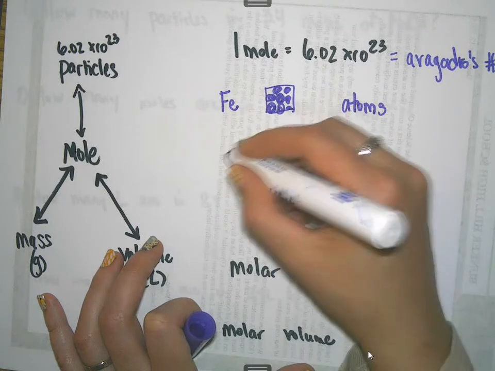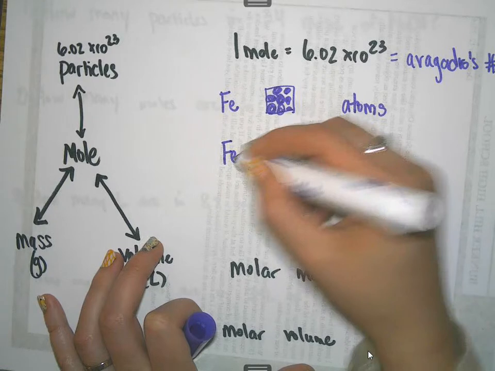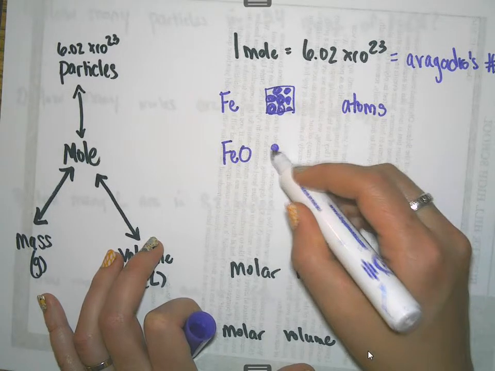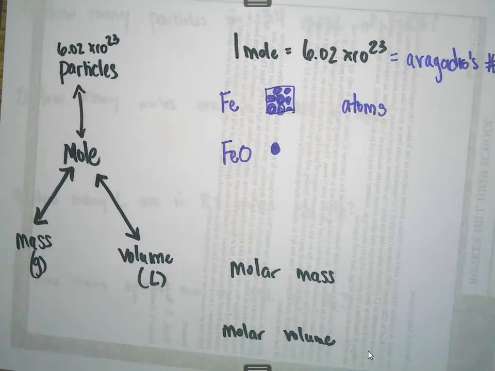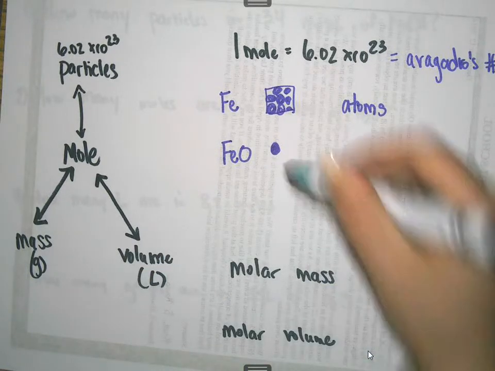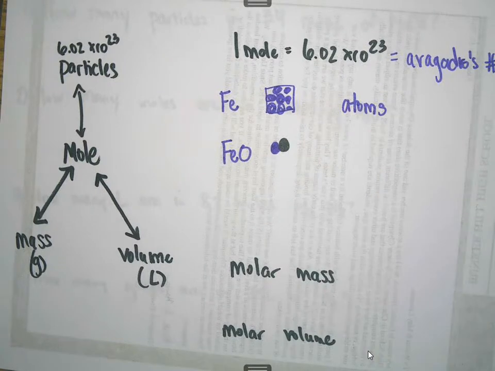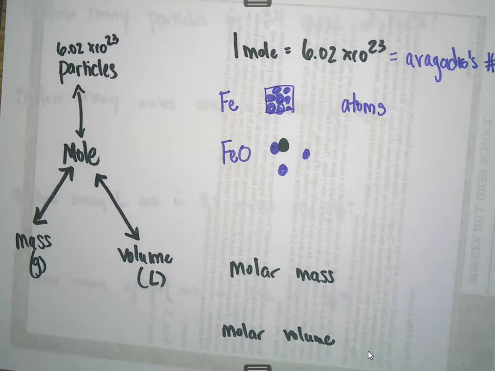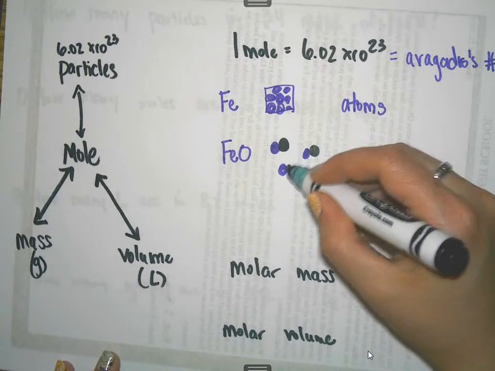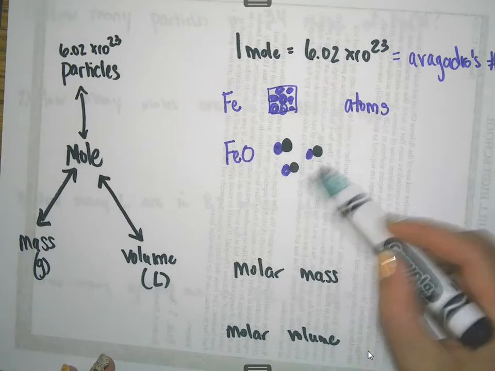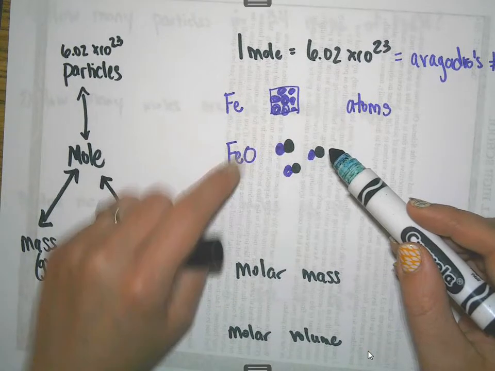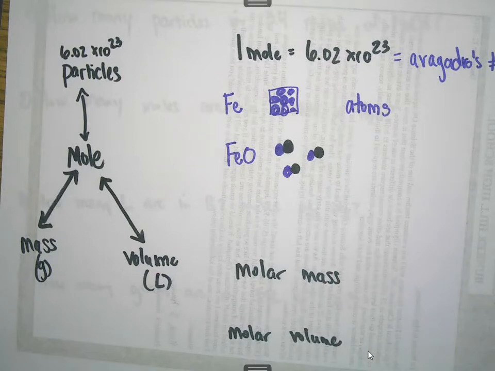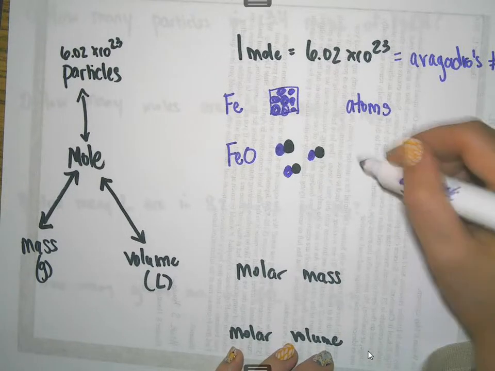If I had some iron oxide, it's not just atoms. It's going to be an iron and an oxygen attached together. So if I had a bunch of it, I would have several pieces of iron and several pieces of oxygen, attached together in little units. This is one particle of iron oxide, one purple and one black. Well, that's not called an atom. It's made up of atoms, but it's called a formula unit.